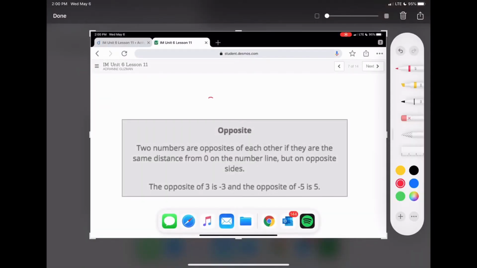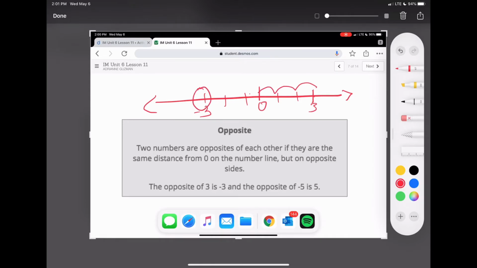I know the book kind of says it in an interesting way, but if we had a number line and it's saying the same distance from zero, so 1, 2, 3, 1, 2. Okay, so they're opposites of one another if they have the same distance from zero. So how many places do I have to walk to get to zero? 1, 2, 3. And even though I'm at a negative number, to get to zero, I still have to walk 1, 2, 3.